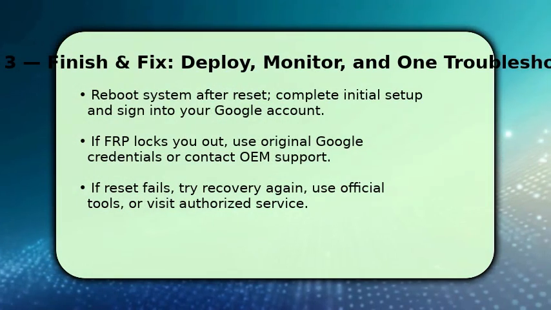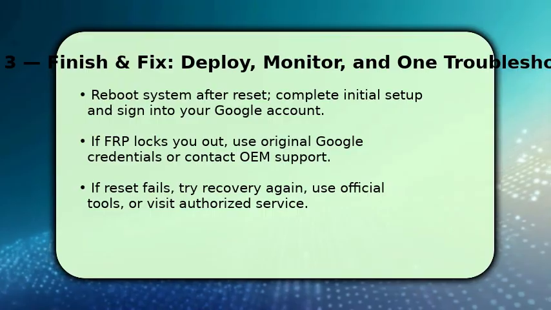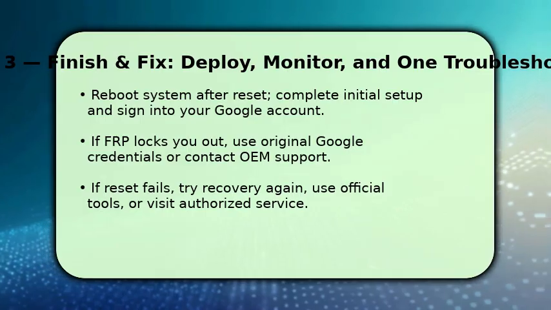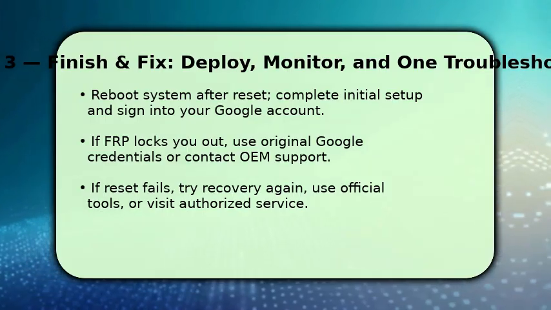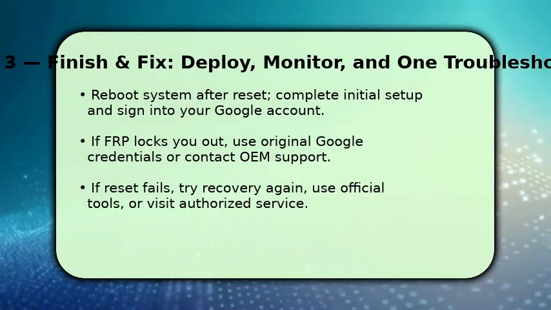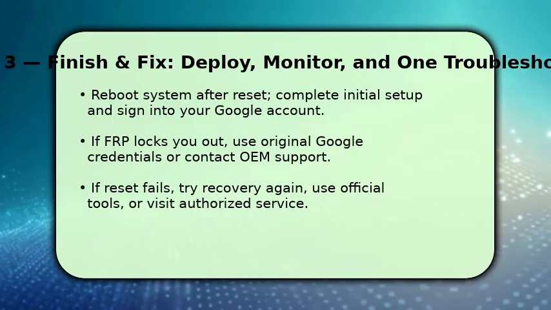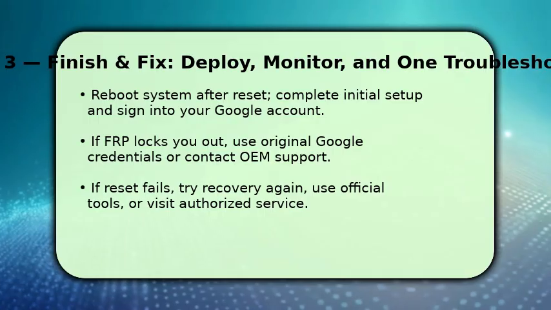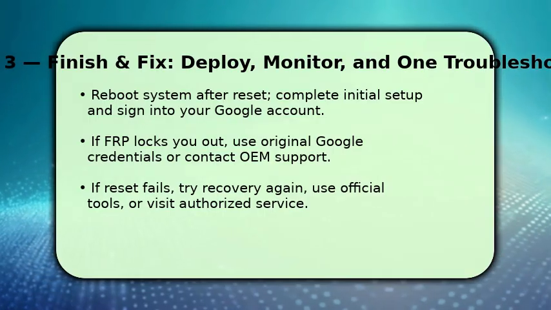After the reset completes, reboot the system and follow the setup prompts. You will need to sign into the same Google account previously linked to the device to bypass factory reset protection, because Android uses that to deter theft. If you encounter an FRP lock and you don't have the account details, contact the device manufacturer or the original seller for proof of ownership assistance.